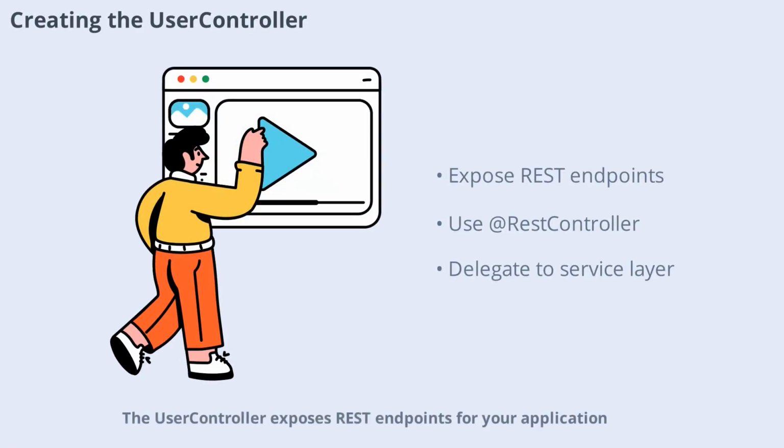The user controller exposes REST endpoints for your application. Annotated with @RestController and @RequestMapping, it handles HTTP requests for creating and retrieving users. By injecting the user service, it delegates business logic and keeps the controller focused on handling web requests. This separation of concerns is a best practice in Spring Boot applications.